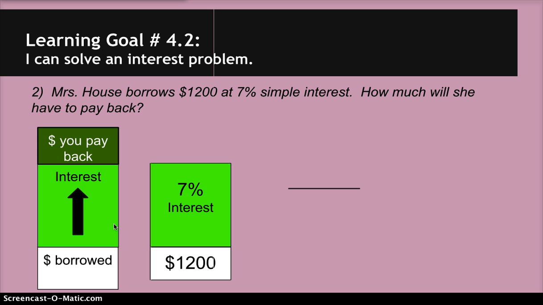Our first step is to multiply our money, which is $1,200, times our percent, which is 7. But be careful. Here's why. 7% is written like this, 0.07, not 0.70. Think of it as money. If I have 7 cents, it's written like 0.07. So let's multiply. Go ahead and pause and multiply these 2 numbers.